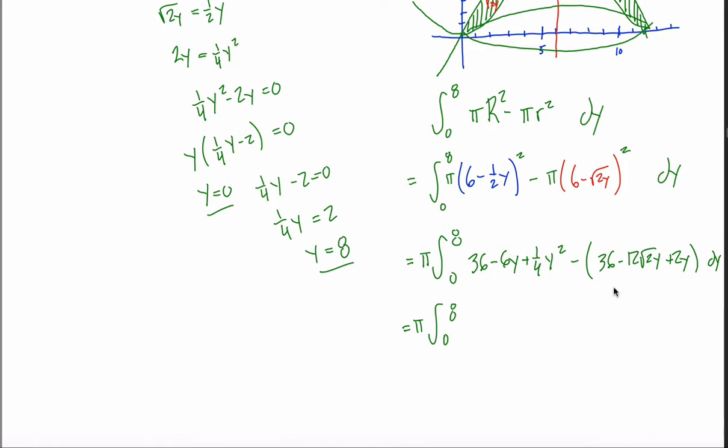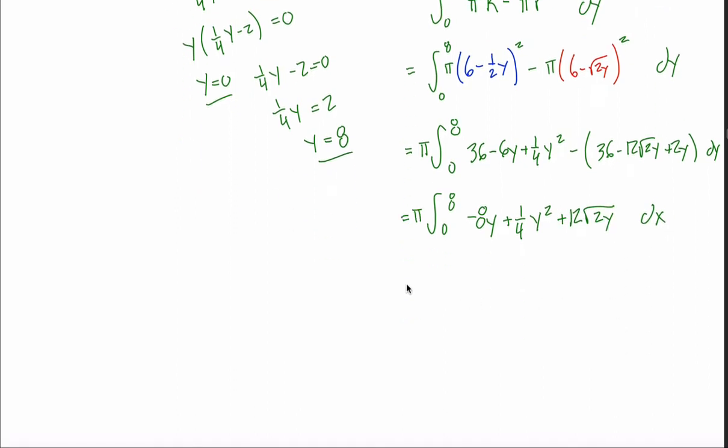Now I can combine some like terms, clean some stuff up, and then figure out an antiderivative. 36 minus 36, how convenient, those go away. Negative 6y minus 2y sounds like negative 8y. There's nothing I can do with this 1/4 y squared, so I'll just leave that alone for now. And then I need to subtract negative 12 times the square root of 2y. So that sounds like plus 12 times the square root of 2y.